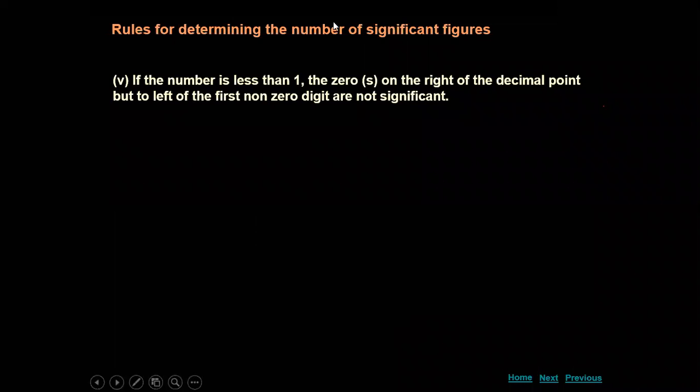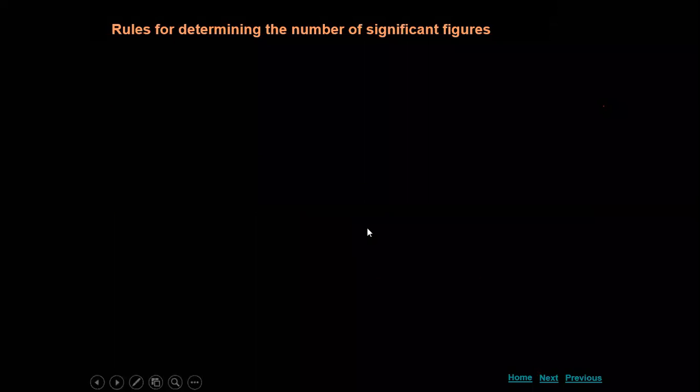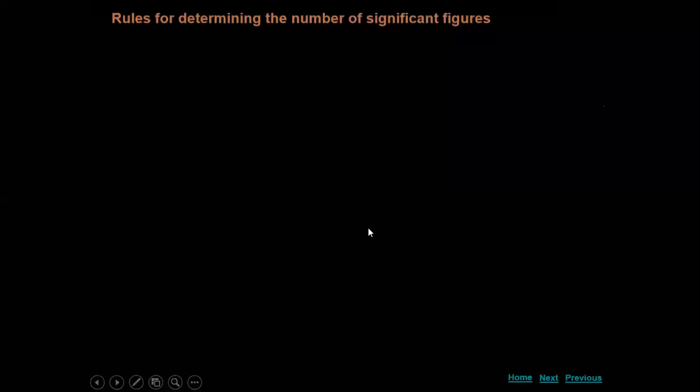So these are rules for determining significant figures. Now we are going with the 5th one. If the number is less than 1... Sir, please explain the 4th one once again. I'll explain.